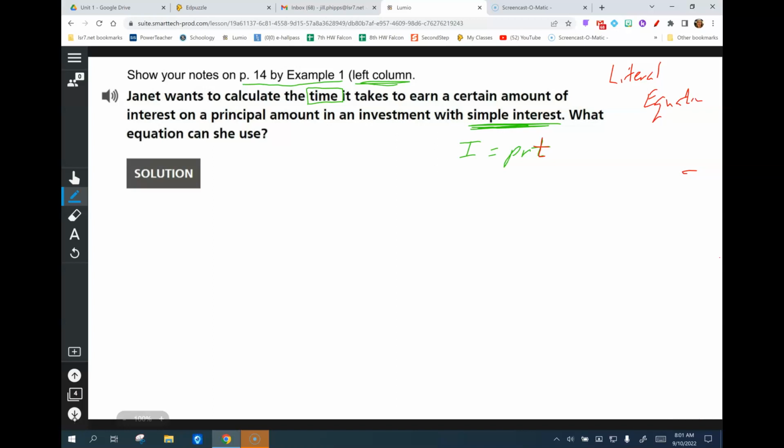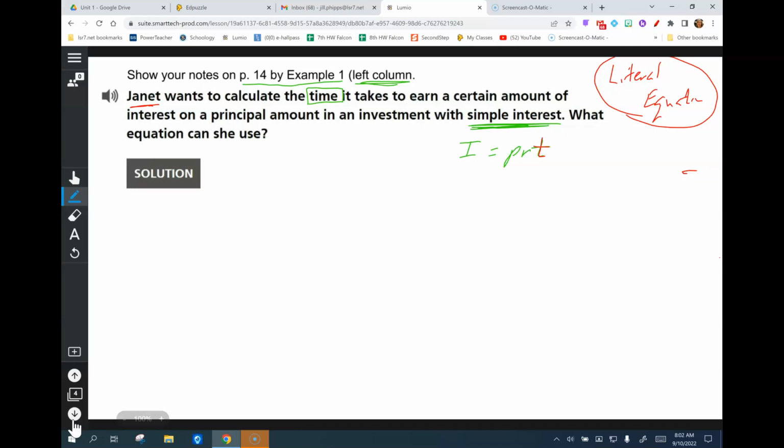And this is used all the time in science. If I want to talk about a rate, so I'm in a science class, I can do a lab, I can figure out the distance, I can figure out the time, and then if I want to find the rate. And so if I'm going to do something over and over again, literal equations are awesome. Okay, so it's looking like Janet wants to figure out the time, and she maybe wants to try different times in it. So we're going to get that t all by itself.